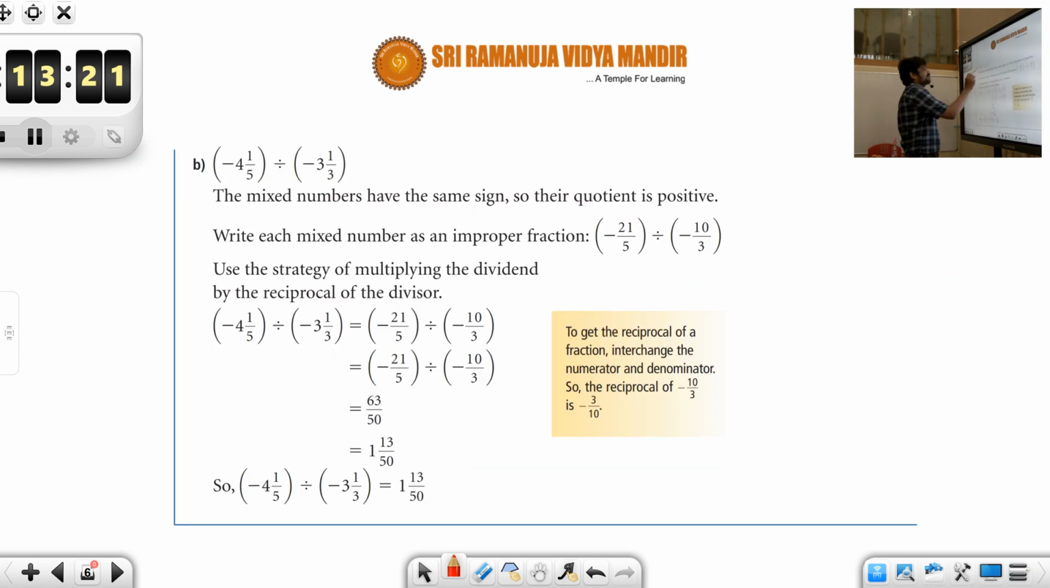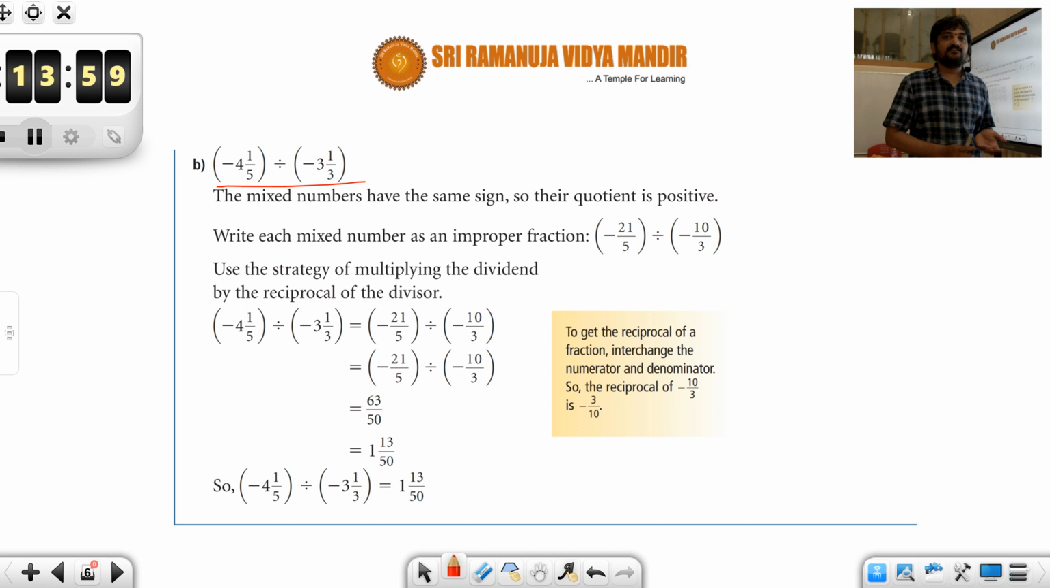We need to divide minus 4 1 by 5 divided by minus 3 1 by 3. Students, in this example, we are asked to find the division of two mixed fractions. So before dividing mixed fractions, let's convert the mixed fractions into improper fractions. And just now we have seen an example of how to divide two given improper fractions. So the first step is to convert the mixed fractions into improper fractions. And the next step would be to use the techniques, the concepts you have learned in the previous slide to divide improper fractions.